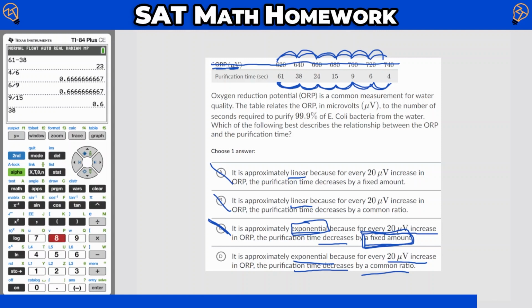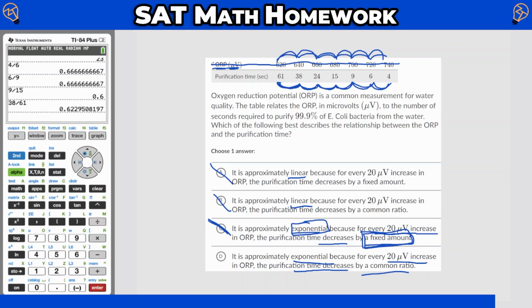Even if we do the biggest ratio of 38 divided by 61, I guess really this one of the smaller ratios, but the idea is bigger numbers, we still get about 0.6. So that makes it a common ratio, and again, answer option D.